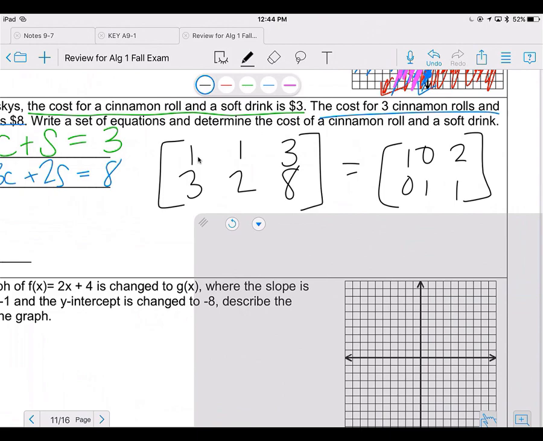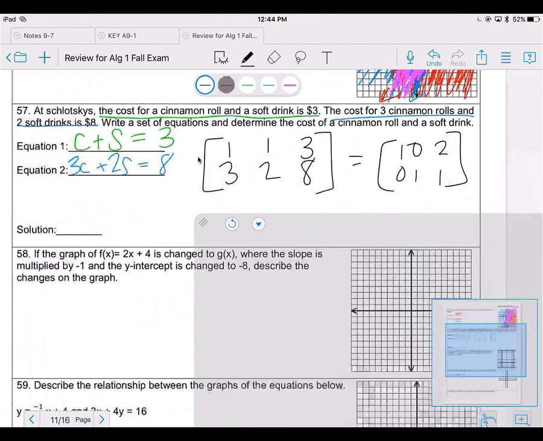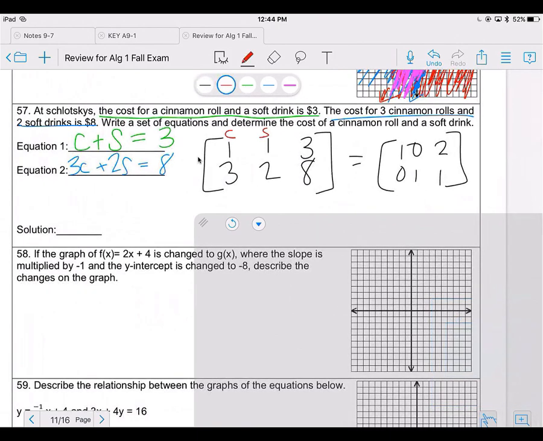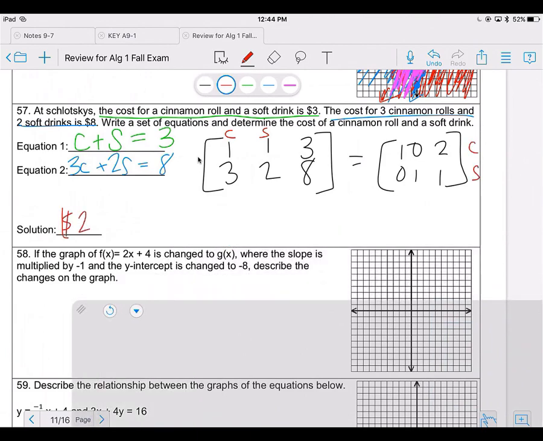So when I input my letters, I plugged in C and S, so my answers come out C and S. This means it is $2 for a cinnamon roll and $1 for a soft drink. You do need to label which one is which, because on your test you're going to have some where they're just asking you for a specific, like how much is a cinnamon roll, and you're going to need to know which one is which. When you write your answer, if it's open-ended, then you need to make sure that you say which number goes with which variable.